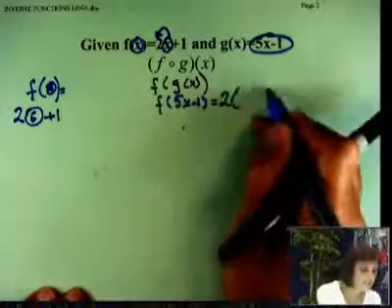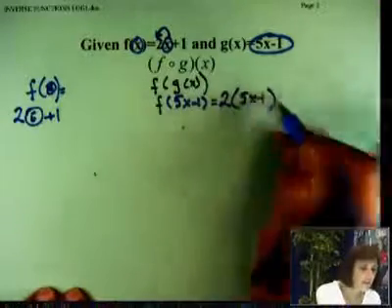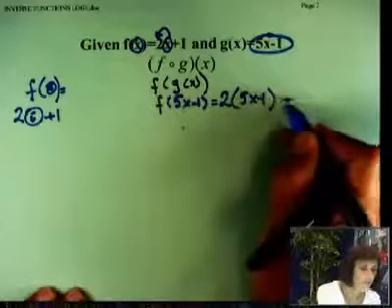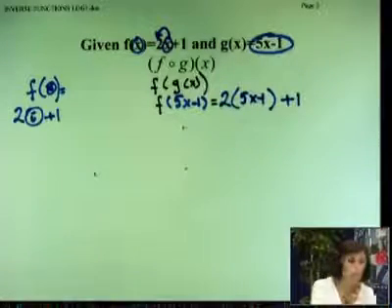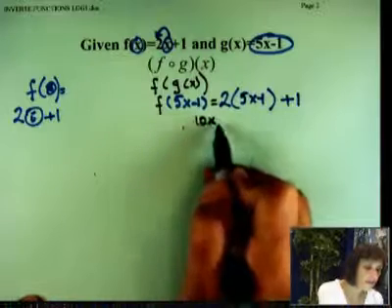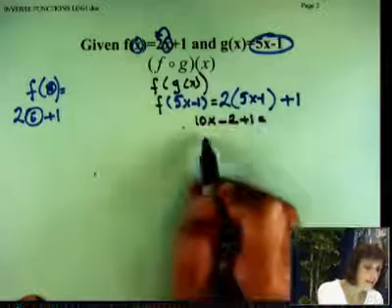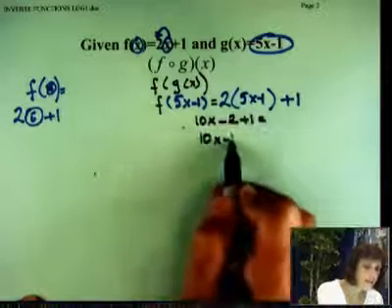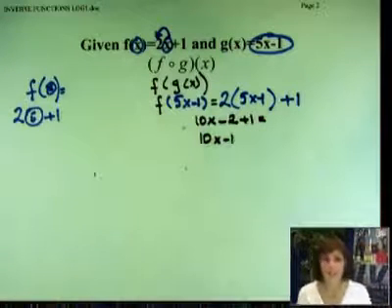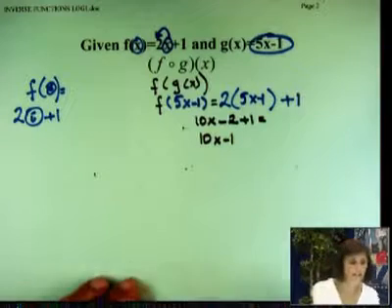2 times, instead of smiley face, I have 5x minus 1. And then what am I supposed to do? Add 1. And you go and you clean that up a little bit. 2 times 5, that's 10x. 2 times negative 1, negative 2, plus 1, which is the same as 10x minus 1. All right? So what we did is we took the composition of f and g of x.